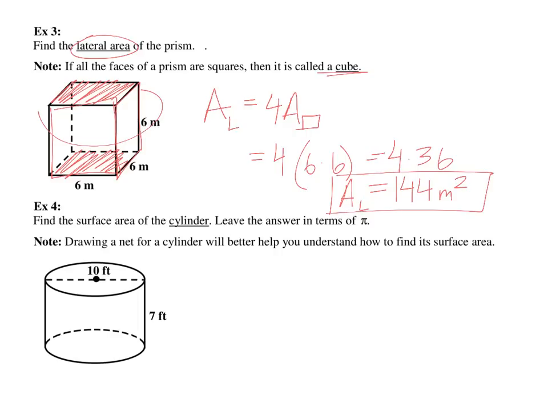All right, example 4, find the surface area of the cylinder. Leave the answer in terms of pi. A little note here, drawing a net for a cylinder will better help you understand how to find its surface area. Okay, now once again, I have some figures in the classroom that you could hold in your hand to get a good idea of what we're doing here.